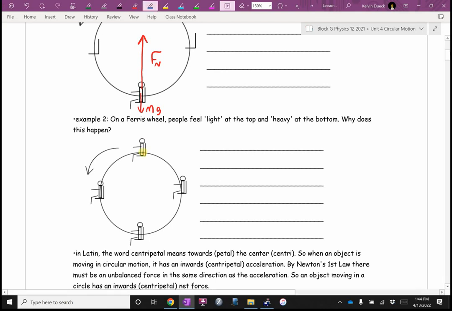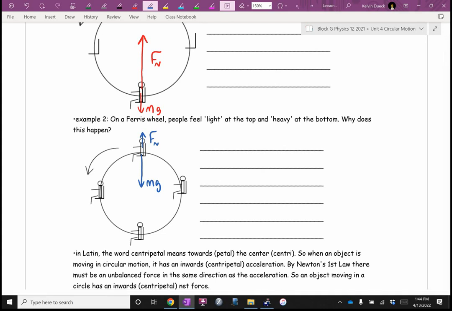What are the forces acting on this person at the top? Get the obvious one. Okay. What path are they tracing out? Where must the bigger, larger force be pointing? Toward the center. So there's still a normal force, but I know the normal force must be smaller than mg. They feel lighter. There it is.